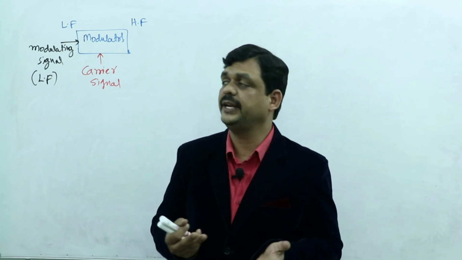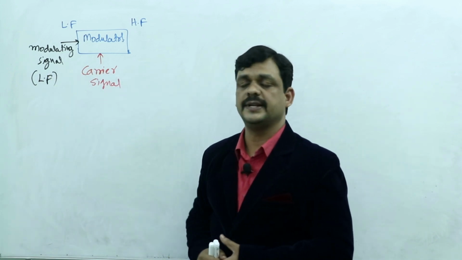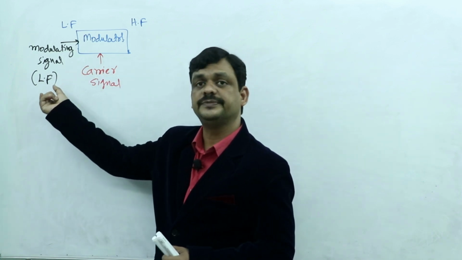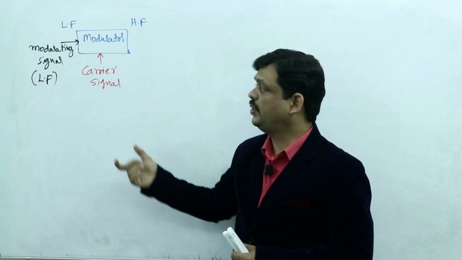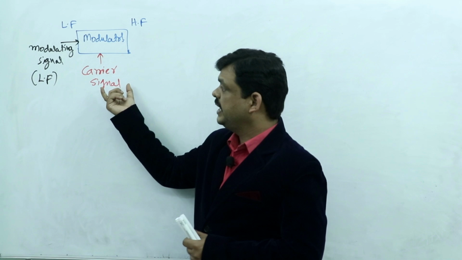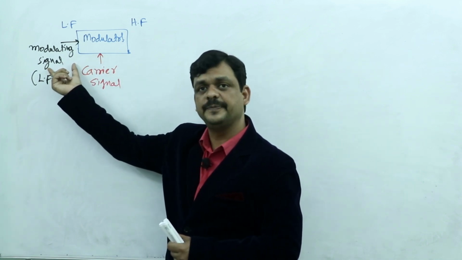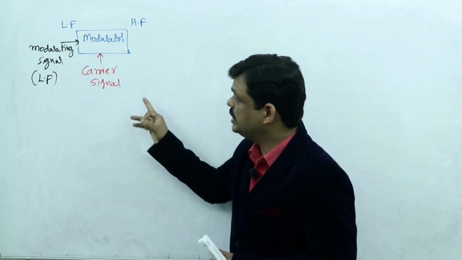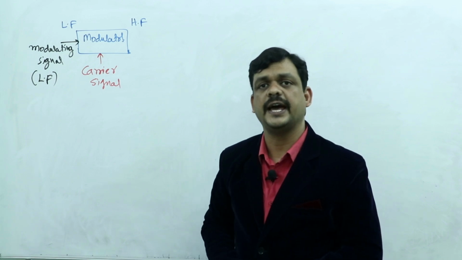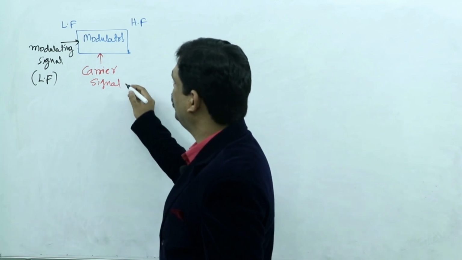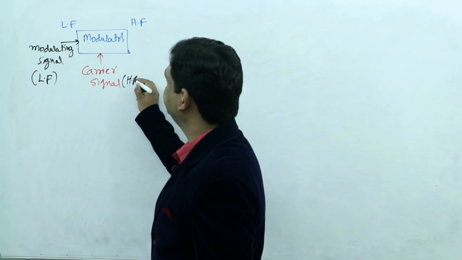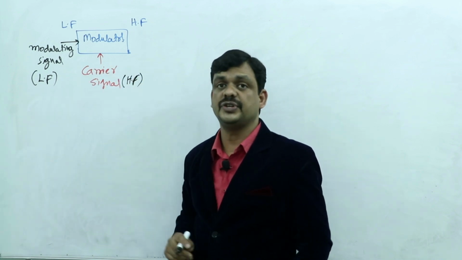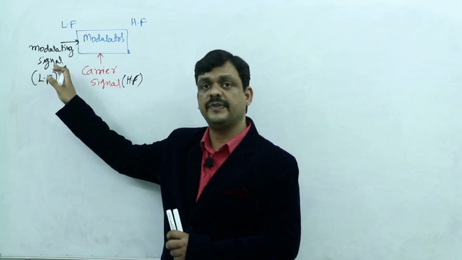Here we have to combine this available information with another signal, that is the carrier signal. The name explains it: it carries the information from one place to another place. The function of the carrier signal is to carry the modulating signal from one place to another. That's why it is called the carrier signal, and the carrier signal should always be a high frequency signal, because its function is to carry the information from one place to another.